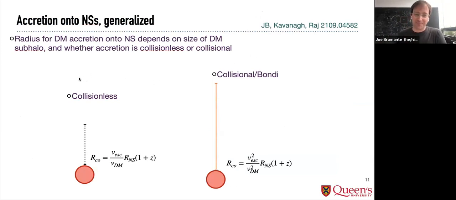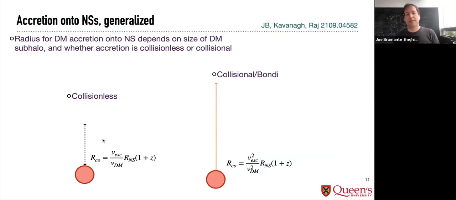And before I tell you what our subhalo dark matter model is, I have to tell you the difference between collisionless accretion, which is the typical accretion you think about when dark matter falls on neutron stars. And that's accretion of the dark matter fluid if it doesn't collide with itself at all. It has no appreciable self-interactions. And I can contrast that with collisional or Bondi accretion.